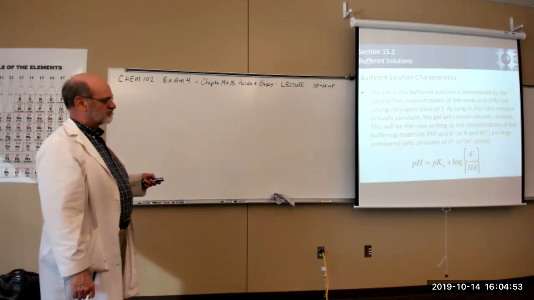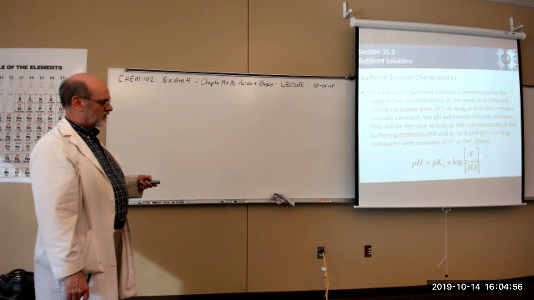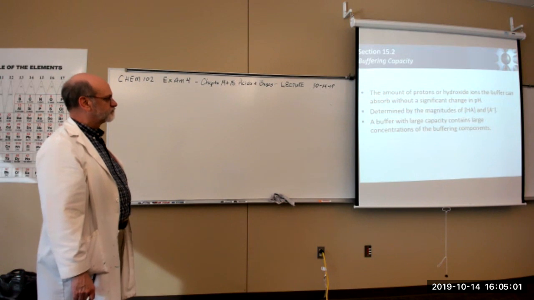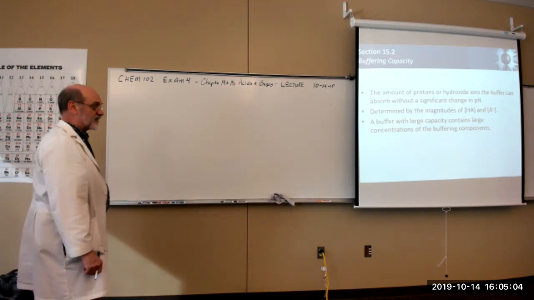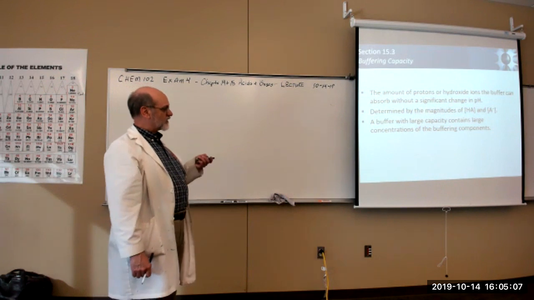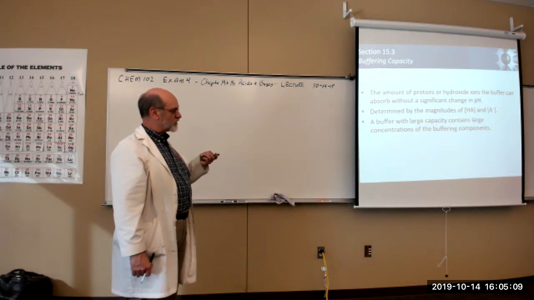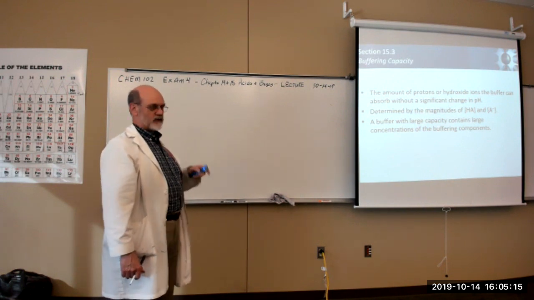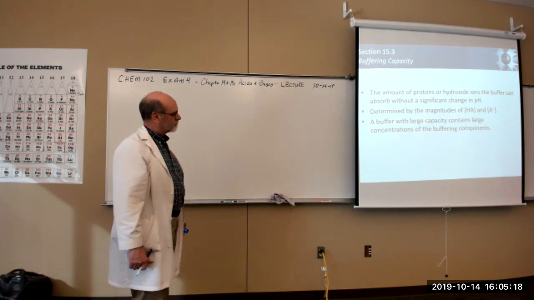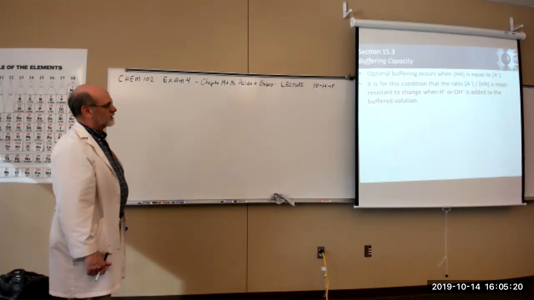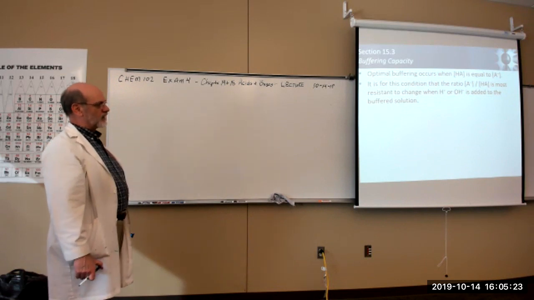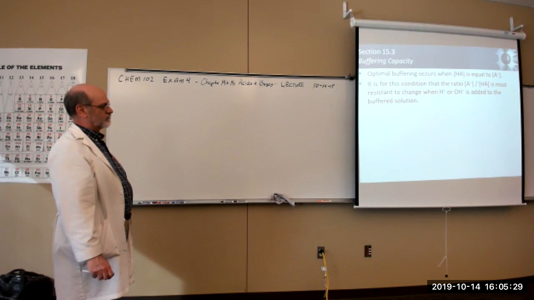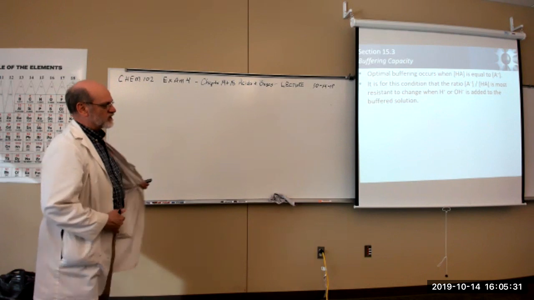This is just restating. The ratio is the important part. That ratio determines the pH. Buffering capacity increases as the absolute concentrations, or the magnitudes of these terms, increase. As long as you maintain the ratio, you have the same pH, but you get more buffering capacity. Optimal buffering occurs when HA is equal to A minus. That's where the pH change is most resistant.